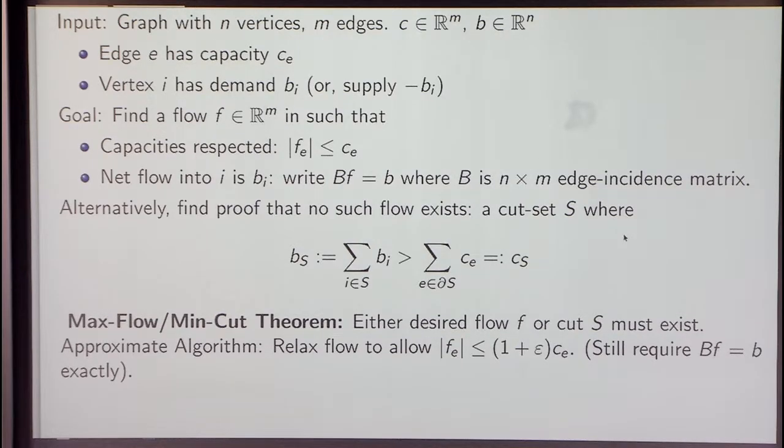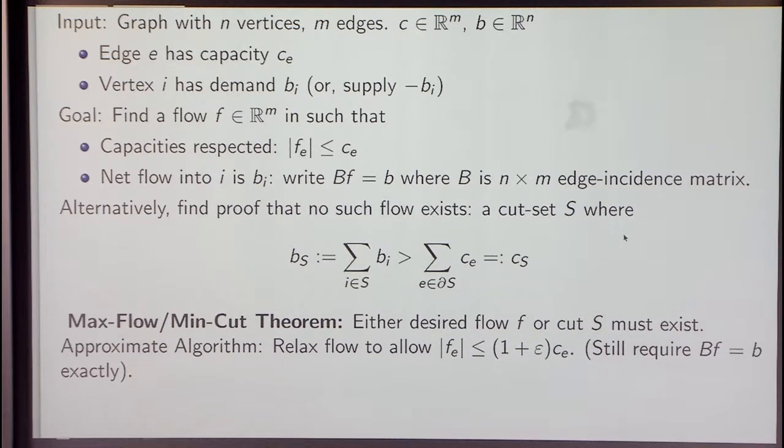So in the case of an approximate algorithm, we're going to relax this further to say, well, instead of having the flow respect the capacities, we'll allow a 1 plus epsilon multiplicative error. So what is the justification for this? Well, you could also think of this as saying, if we were to scale down our demands by 1 over 1 plus epsilon, then we could meet them.